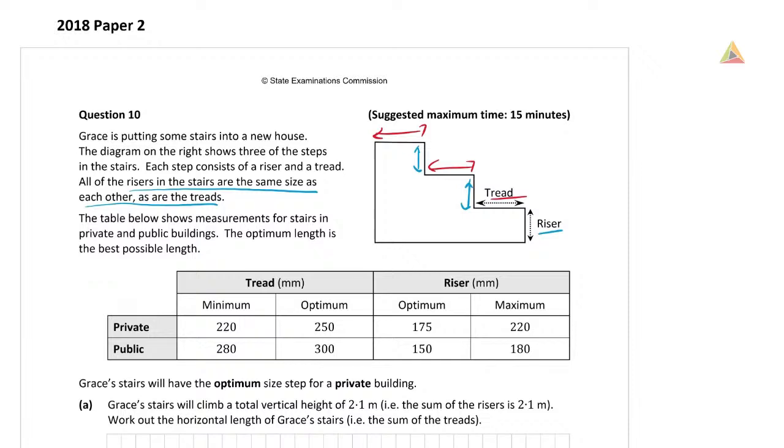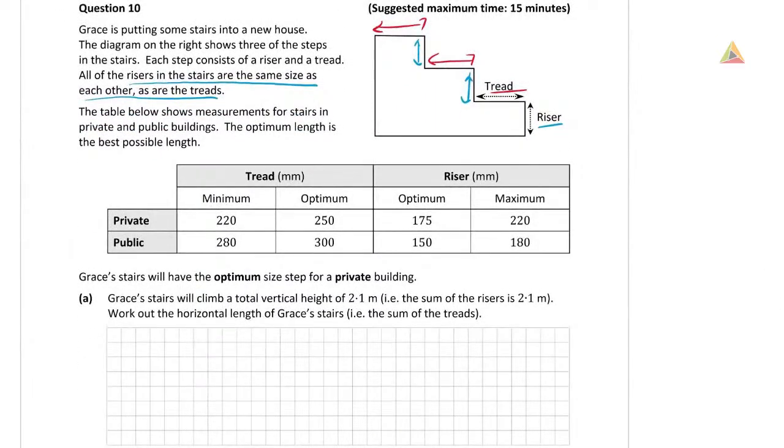The optimum length is the best possible length. Okay, so we have the table there of measurements. Grace's stairs will have the optimum size step for a private building. Grace's stairs will climb a total vertical height of 2.1 meters, so the sum of the risers is 2.1 meters. Work out the horizontal length of Grace's stairs, so the sum of the treads.